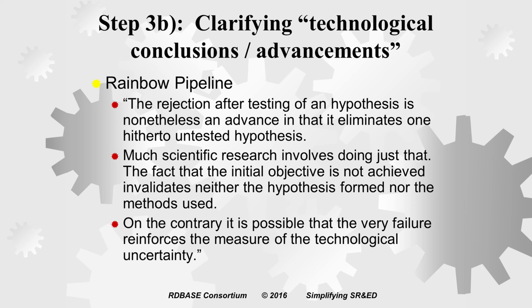Okay, conclusions, we've talked about it. The rejection of a hypothesis can be a technological advancement. We've proved that hypothesis wrong. So it's the understanding that really represents the advancement. Much scientific research involves just that. The initial objective is not achieved, but the very failure of our process can stress its uncertainty, or the fact that there's uncertainty.